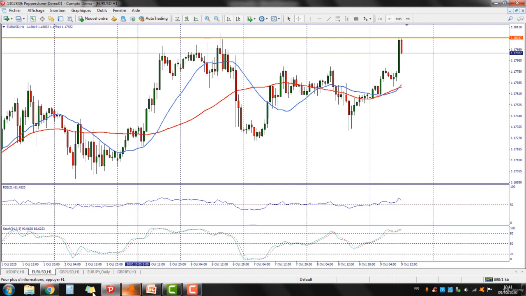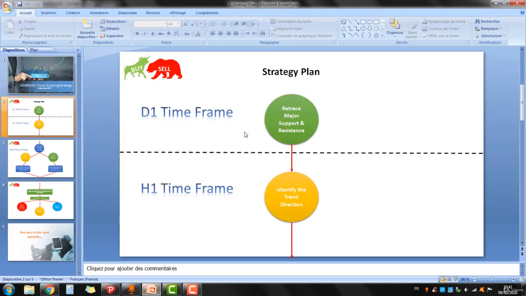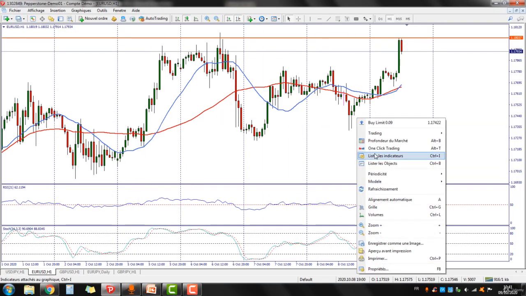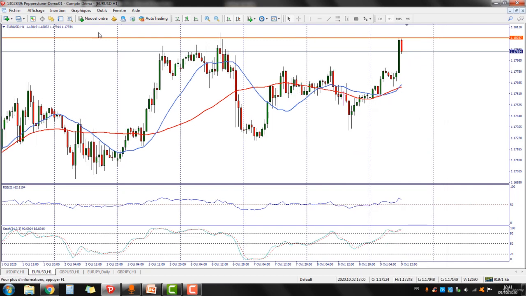So let's look at the next step in the strategy plan. So the next step is to go to the M50 time frame to confirm if the market is trending or correcting. Okay, so here the market is trending up.